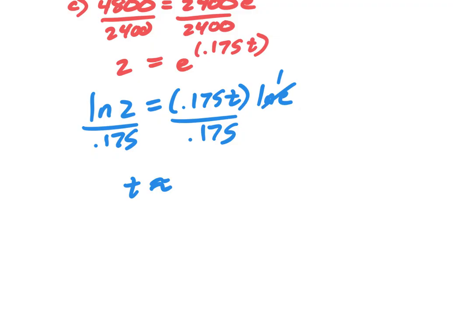Okay, so I'm going to round that up to about 4 years, depending on what it says to round to, and it really doesn't say what to round to, does it? So it's like 3.96, so I'm just going to round it up to about 4 years.